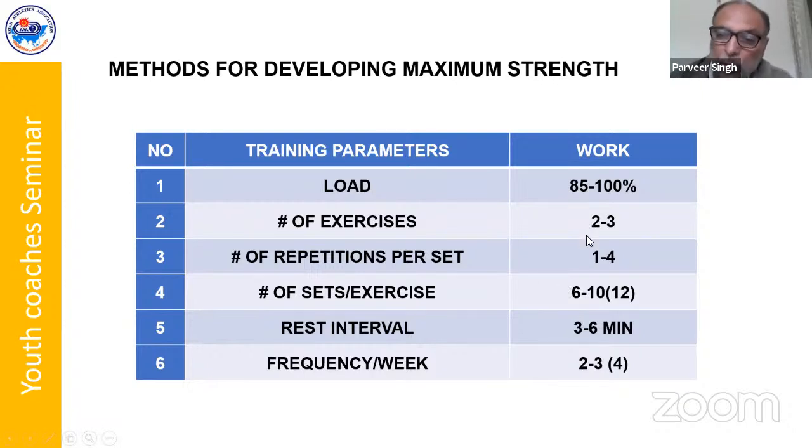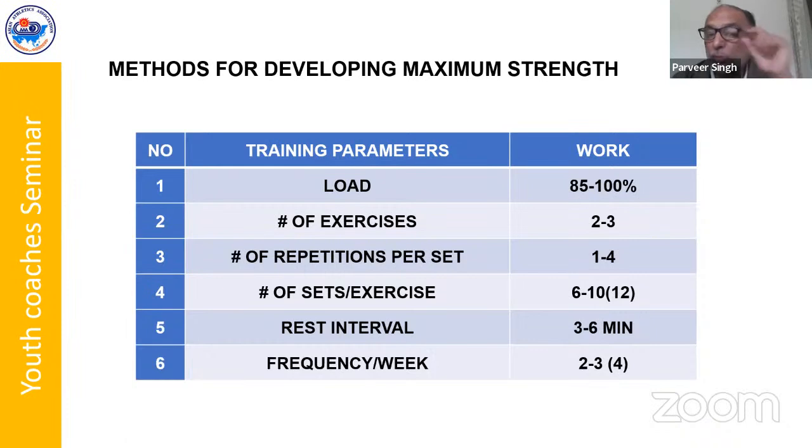Because the load is high, the number of repetitions will be less. It will be 1 to 4. If you are at 85%, suppose you will be going for 3 or 4 repetitions. As the load increases, repetitions come down, and the rest between the sets should be complete, because you need to refuel ATP-CP. So rest should be at least 4 to 5 minutes. Normally it is 3 to 6 minutes.